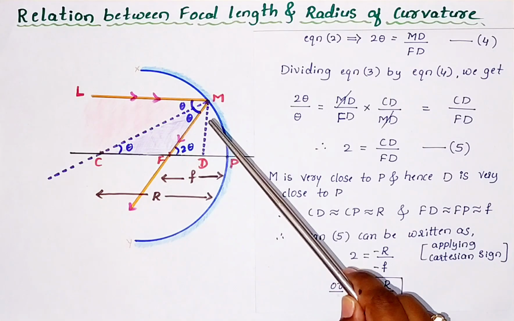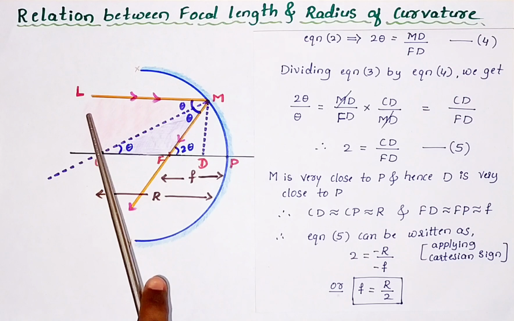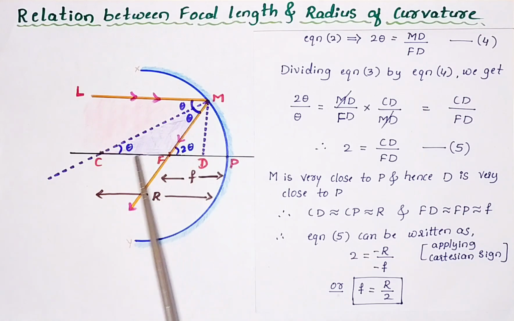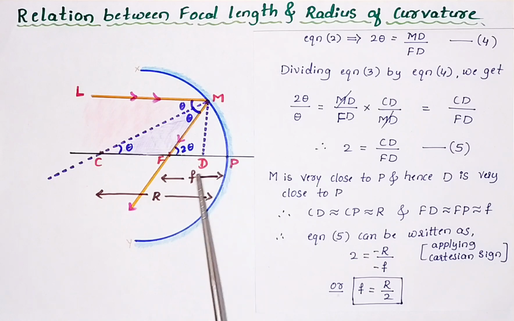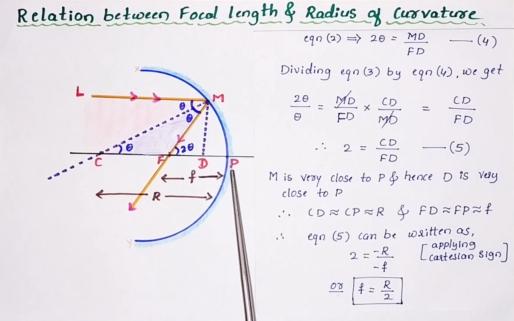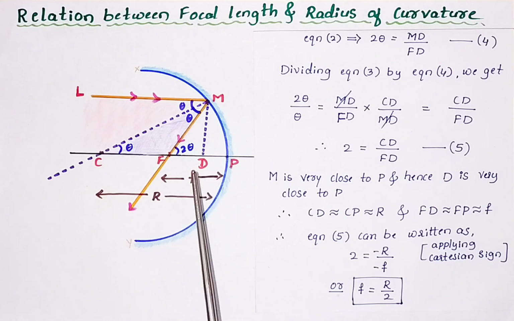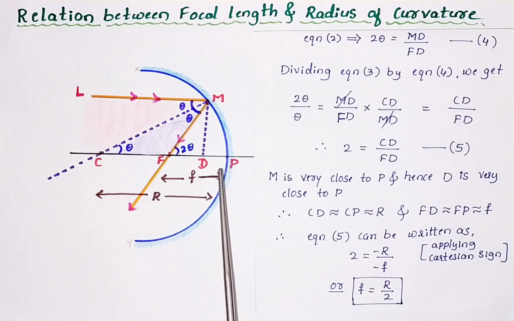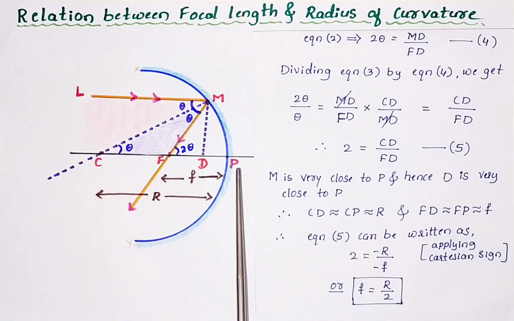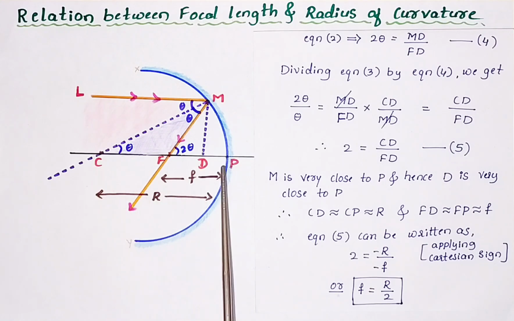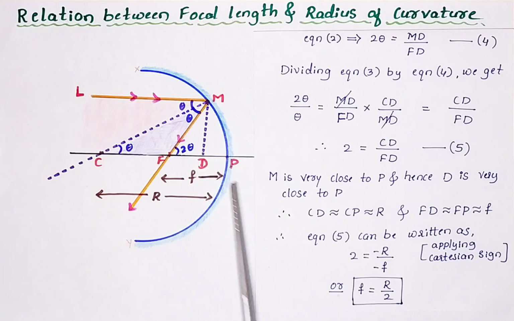Now you can observe the point M. When we consider paraxial rays, this ray of light is very close to the principal axis, so that M is very close to P. When M is very close to P, then the point D is also very close to P. So here we are going to consider D equivalent to P because D is very close to the pole. Now, instead of taking CD, I am going to take CP. CD is equivalent to CP because D is very close to the pole. So we can write CD equals CP.